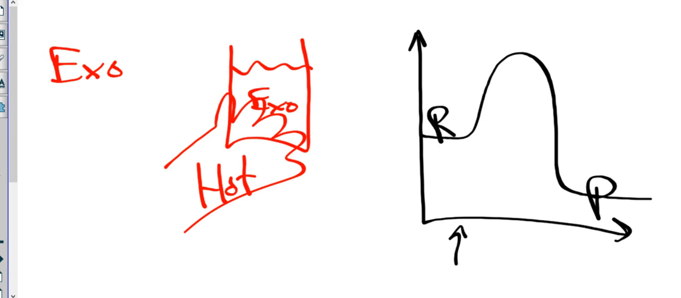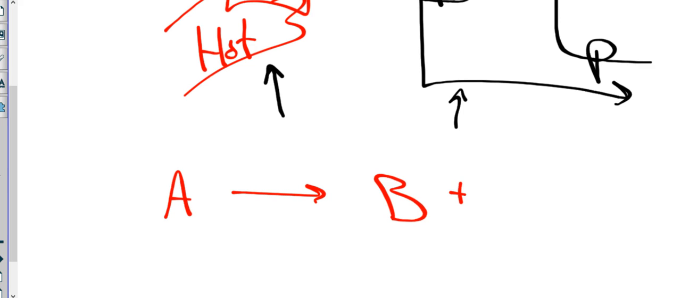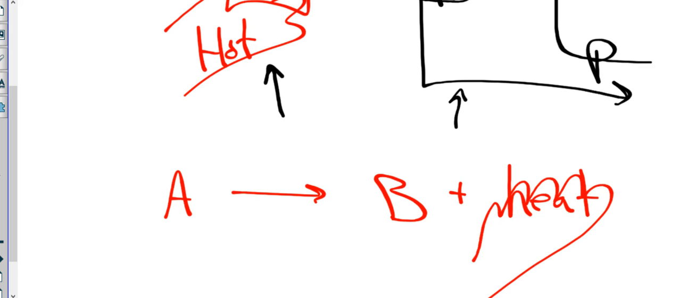Please make sure you're drawing these in your little notes for your study guide. All right, and then the same thing as before. If it's exothermic and you have A goes to B, exothermic would mean that heat was produced or given out. And that's why, once again, if I put my hand on it, I'm going to feel that heat. All right? So anything that is exothermic will feel warm. Anything that's endothermic will feel cold.